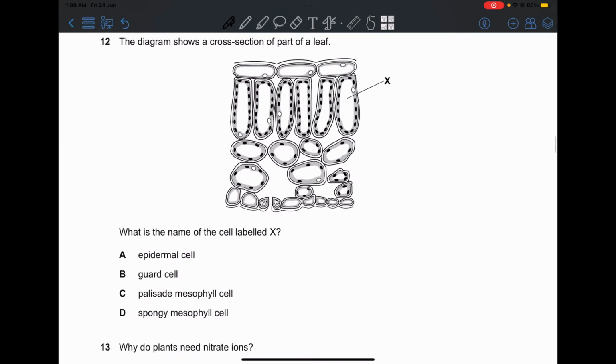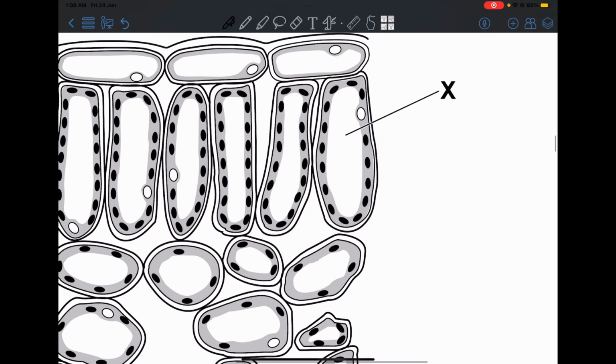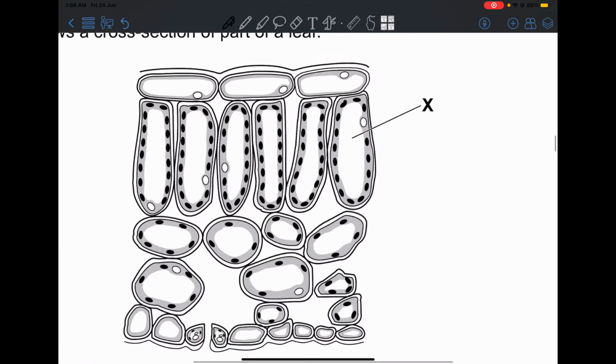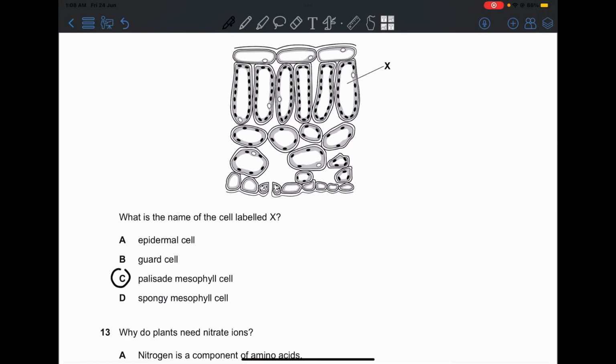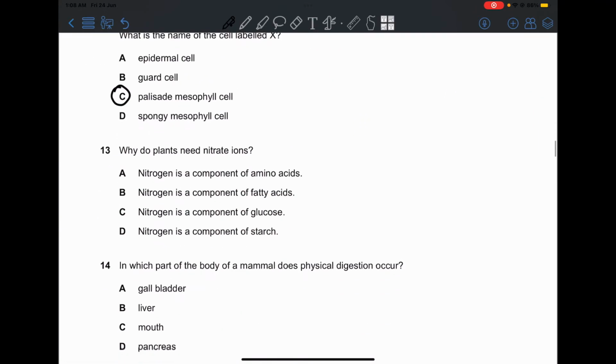Number 12, the diagram shows a cross-section of part of a leaf. What is the name of the cell labeled X? Now we know that this is actually the palisade mesophyll cell, because of the large number of chloroplasts present inside of the cells over here. So our answer is going to be C. Number 13, why do plants need nitrate ions? Now we know that nitrogen is actually a component of amino acids, protein. So our answer is going to be A.